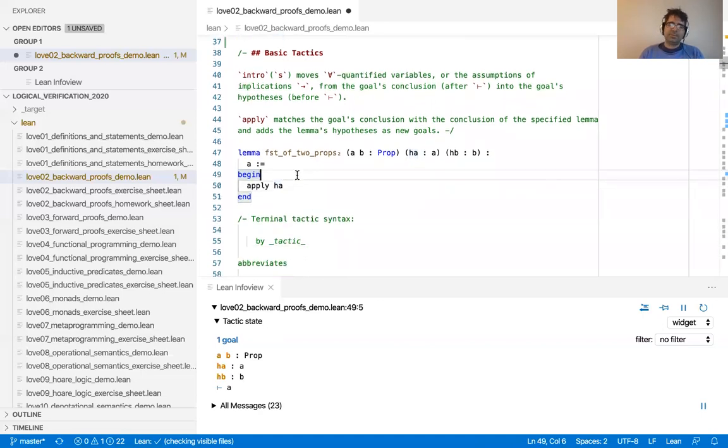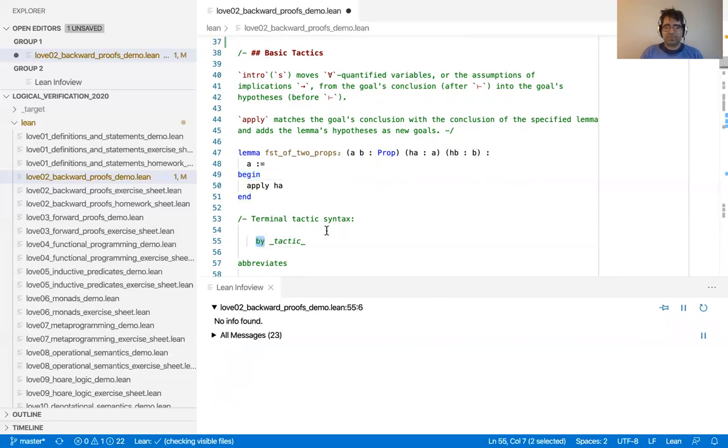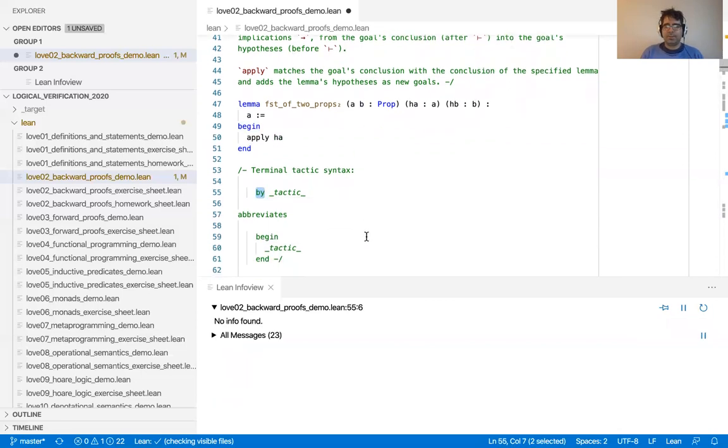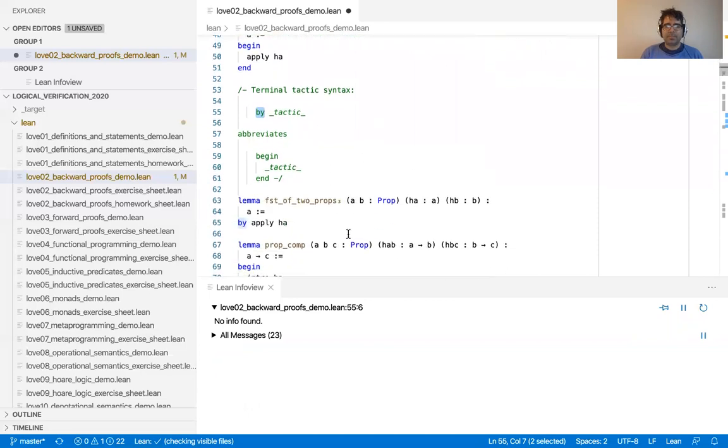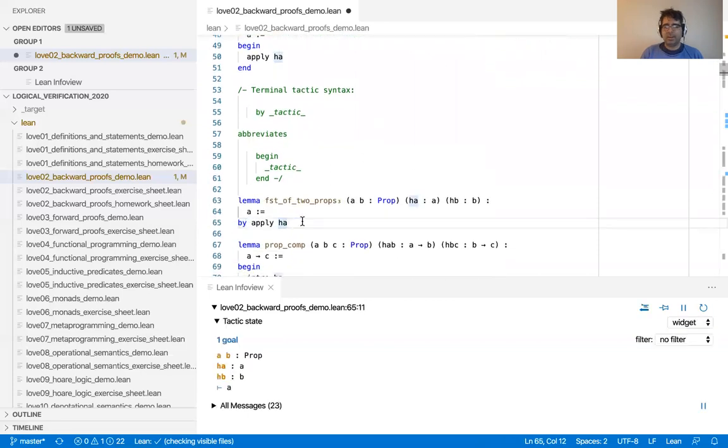And now what we see is, well, this is a lot of typing, right? B, E, G, I, N, enter, space, space, blah, blah, blah, enter, E, N, D. And very often we need one-liner proofs. So there's a syntax for these. It's just by, right? So you just write by like this, by apply HA, right? So you're not forced to use it, but most people prefer the shorter syntax when it works.